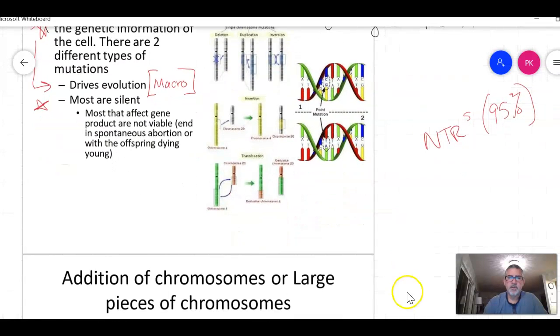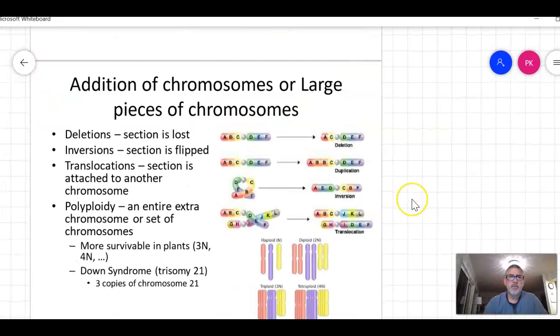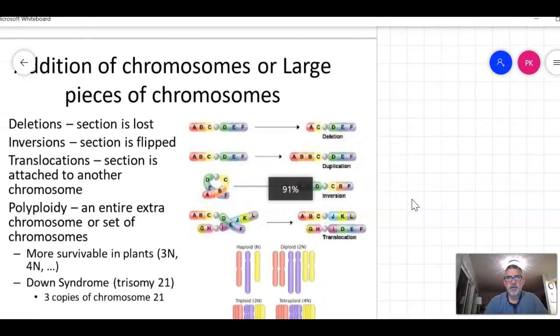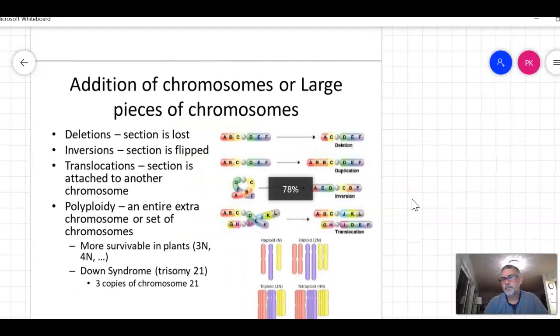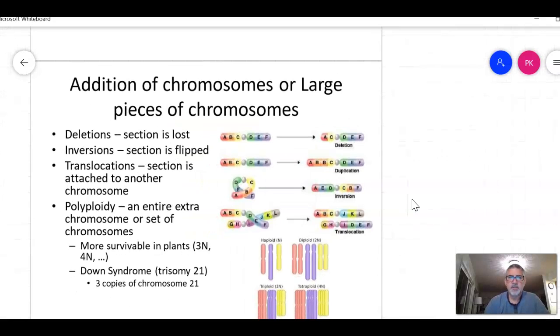So let's start talking about them. So we have large scale mutations. Deletions are simply, and all of these generally occur during meiosis, which we'll talk about in a little bit. But you see that our gene sequence should be A, B, C, D, E, F, so that's our normal gene sequence. In a deletion, I just lose a gene. Now, generally speaking, that's pretty bad for an organism.